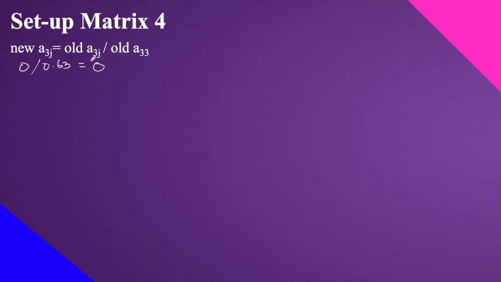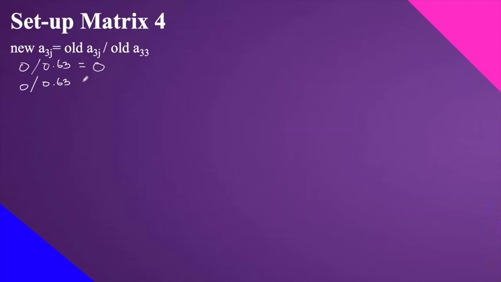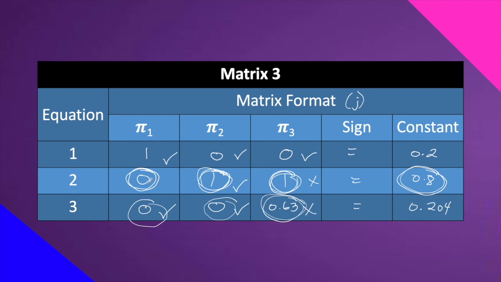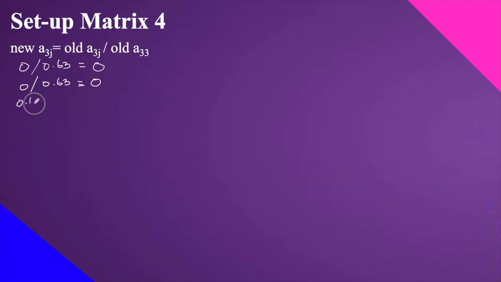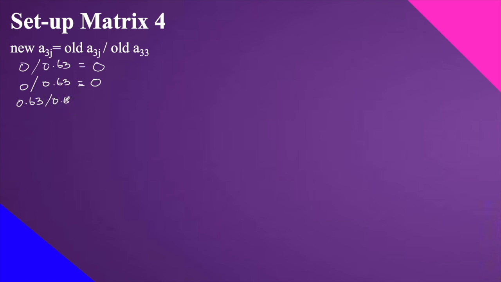So, next, old A sub 3j, second j. Ito po, 0. 0 pa rin. So, 0 divided by old A sub 3,3, 0.63 pa din. And of course, this is still 0. Okay? So, next, old A sub 3j or our third j na tayo. So, 3 and 3, that is 0.63. So, 0.63 divided by old A sub 3,3, 0.63 pa din siya. So, 0.63 divided by 0.63 is equivalent to 1.